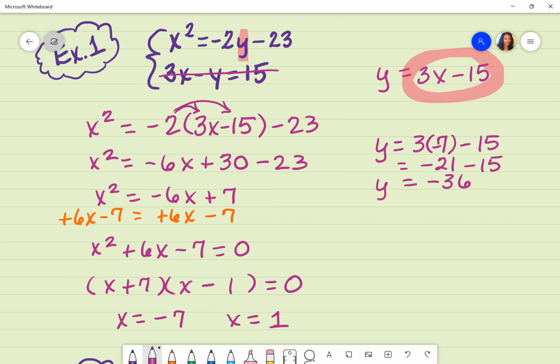So in this case, the coordinates will be x is -7, which is what we initially substituted in, and therefore y is going to be -36. So if we were graphing, that's a coordinate that we would use.